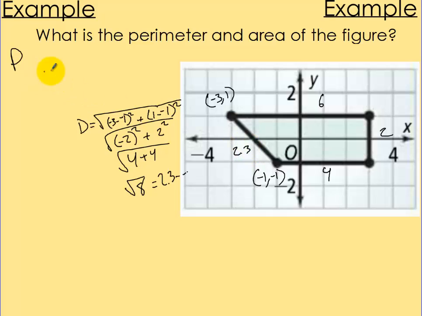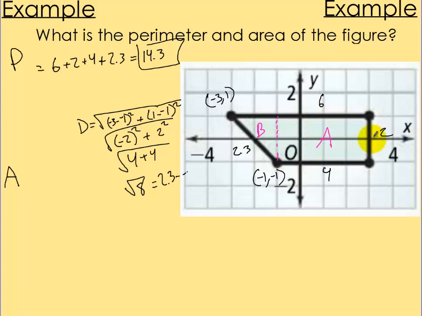So the perimeter is going to equal 6 plus 2 plus 4 plus 2.3. So that comes out to about 14.3 or so. So let's try the area. Now the area of the figure, well, we've got to break this up. We can break this up into 2 chunks right here. So I'm going to call this part A and this triangle part B.